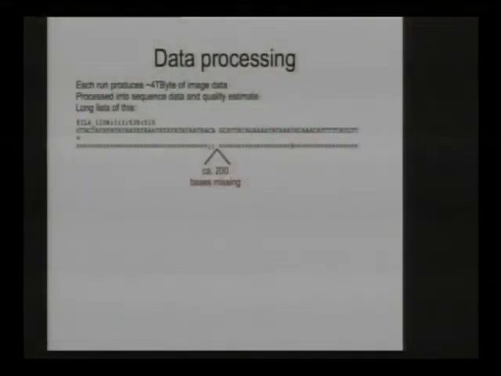And this, each machine per run, produces 4 terabytes of image data. And this is already LZV compressed. Then computers run over this and try to piece together from these little gray dots that you saw on the previous slide what that means. So they have color filters there, and it's actually 4 colors, and you get 4 images for each possible base.